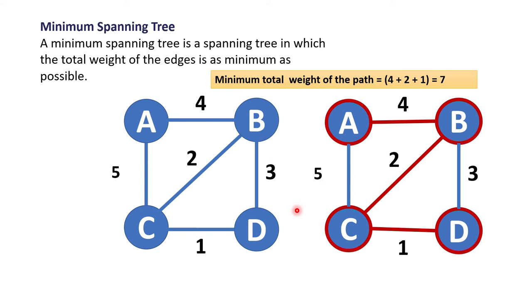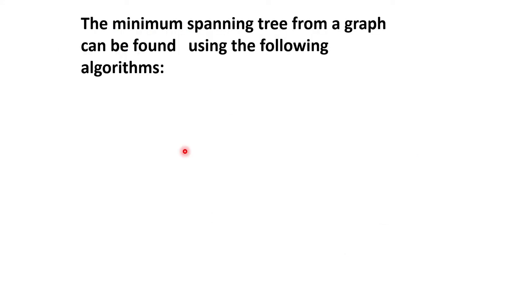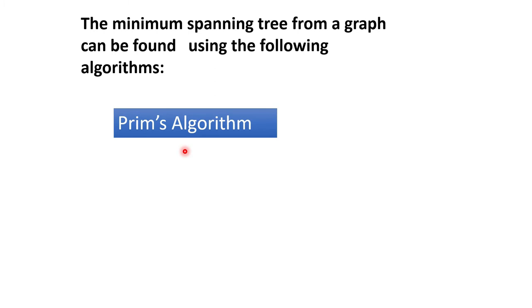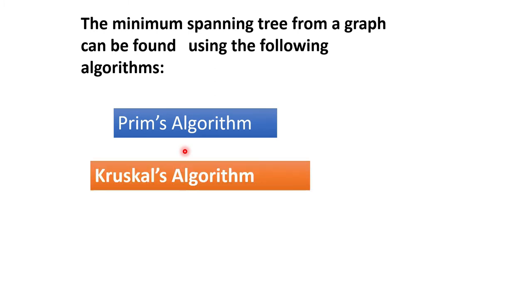Now how to find this minimum spanning tree, that we will explain. To find the minimum spanning tree from a graph, we can take help of two useful algorithms. One is Prim's algorithm, another one is Kruskal's algorithm. How to find the minimum spanning tree using Prim's algorithm or Kruskal's algorithm, we will cover in separate individual videos in the next section.